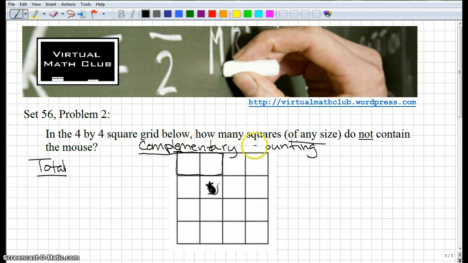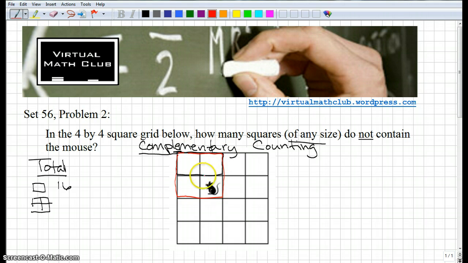So let's do that. Let's just do some casework here. If I look at just the single squares, I know there's 16 of those. And then there are 2 by 2 squares. Okay, so let's take a look at 2 by 2 squares. I'm going to pick up another pen. And you can see I could trace one here.